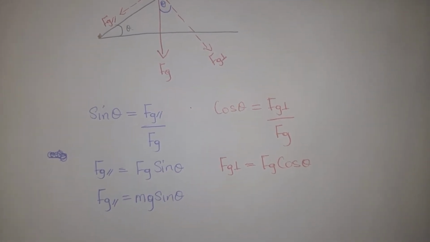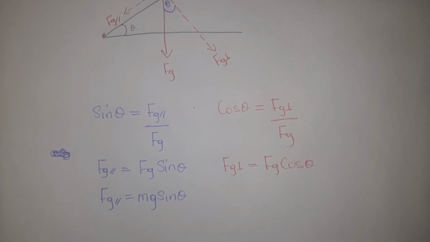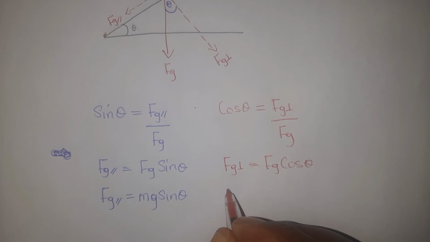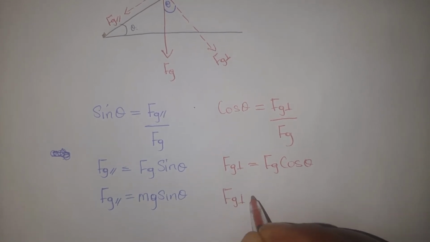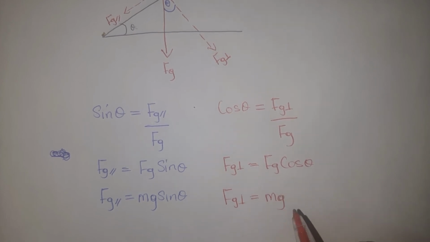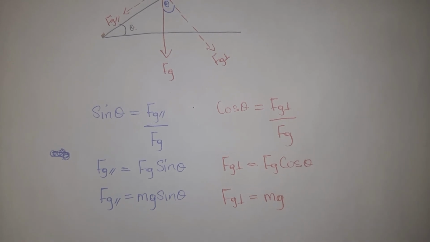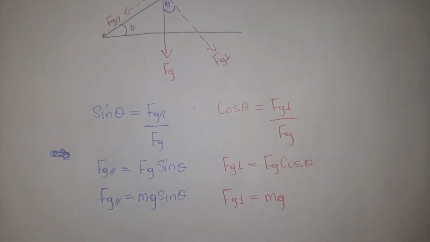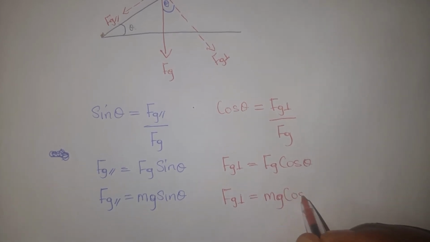This is then equal to mass times acceleration due to gravity times cos theta. So FG perpendicular is equal to mass times our acceleration due to gravity times cos theta.